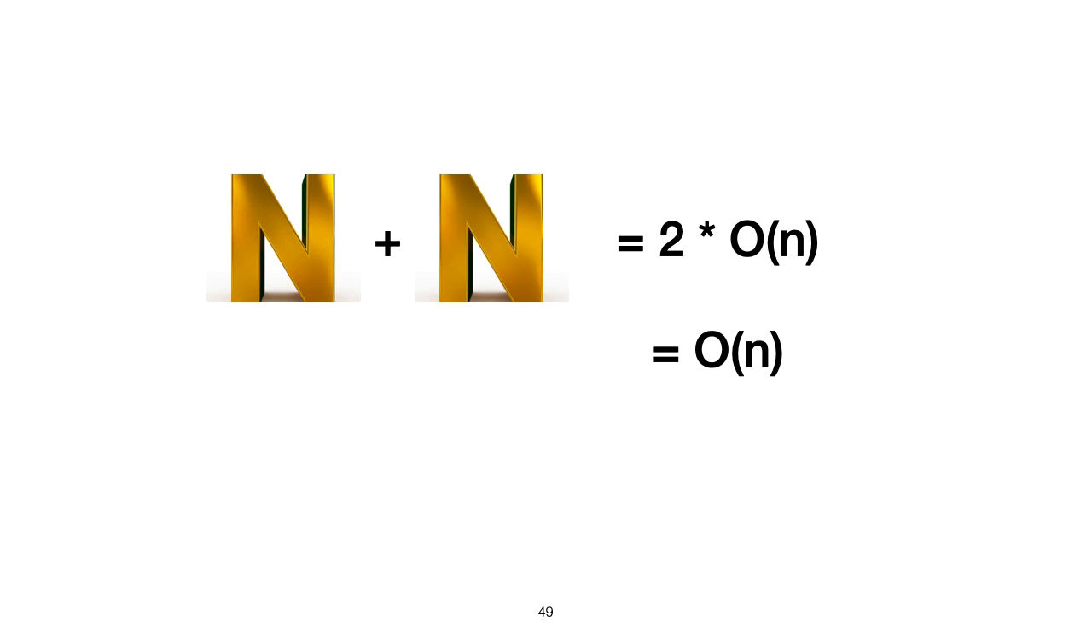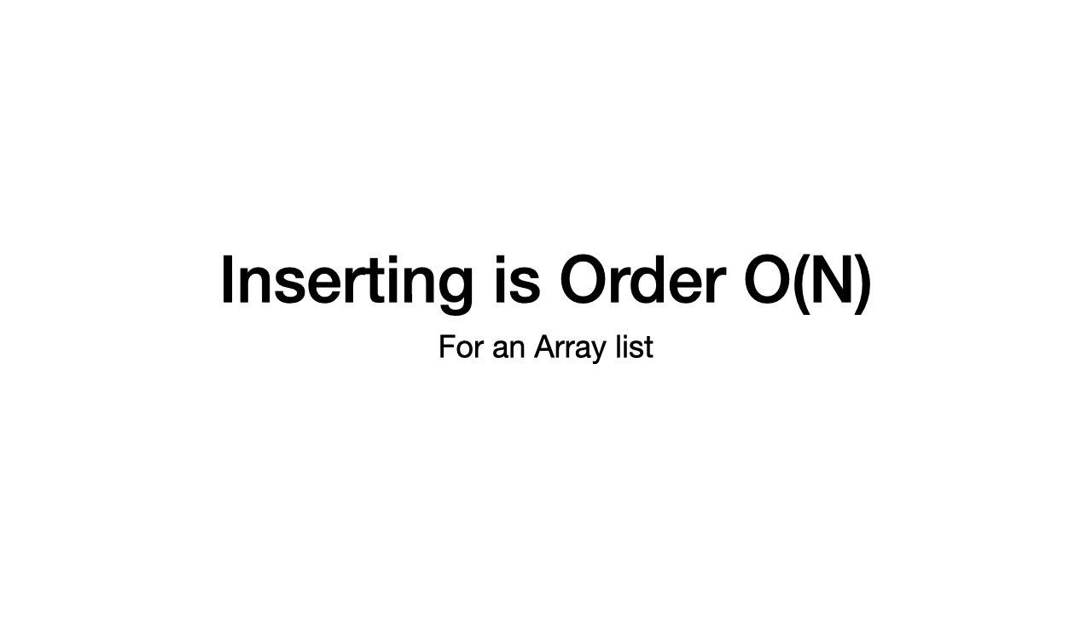Now remember, we don't get out of bed for 2's, we only get out of bed for n's. So basically, it's going to be order n. And again, think about it in terms of scaling. If we make it twice as big, it will take twice as long to actually do the removing. So remember, if it's twice as big, it will take twice as long to do the inserting. So insertion is order n.